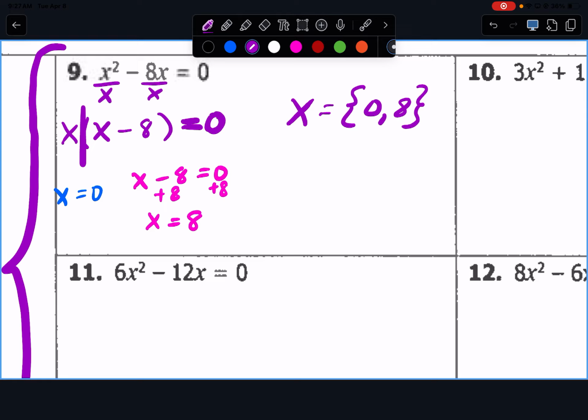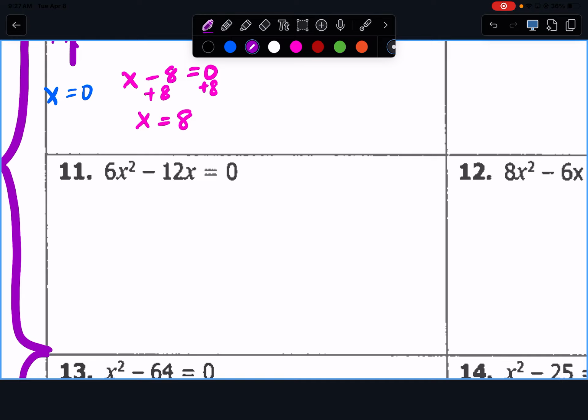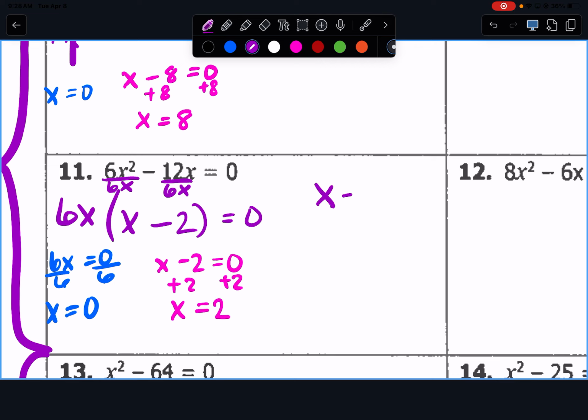Okay, let's look at number 11 together. What is the GCF for number 11? And we take out that 6x from both pieces. What are we going to be left with? So now we have to do each piece. So we're going to do 6x equals 0. How do I solve that? Divide by 6. When we divide by 6, we get x equals 0. For the second half, we have x minus 2 equals 0. How do I solve that? Add 2 on both sides. And so we get x equals 2. So we write our solution as 0, 2.